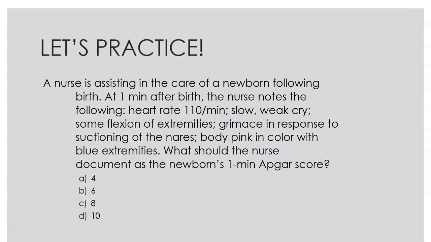So in this case, our question is: a nurse is assisting in the care of a newborn following birth. At 1 minute after birth, the nurse notes the following. So these are your baby's characteristics: a heart rate of 110 beats per minute, a slow, weak cry, some flexion of the extremities, grimace in response to suctioning of the nares, body pink in color with blue extremities. What should the nurse document as this newborn's 1 minute Apgar score? 4, 6, 8, or 10.